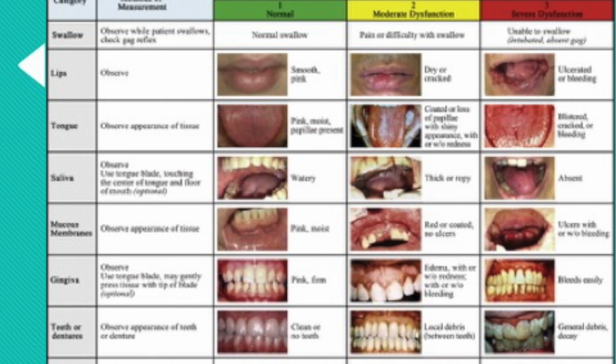The final stage is stage 3 and is described as severe dysfunction. This occurs when there is no ability to swallow, lips are ulcerated or bleeding, the tongue is blistered, cracked, or bleeding, saliva is absent, mucosal membranes are ulcerated with or without bleeding, gingiva bleeds easily, there is a general amount of debris and decay present, and the breath has a strong foul odor.